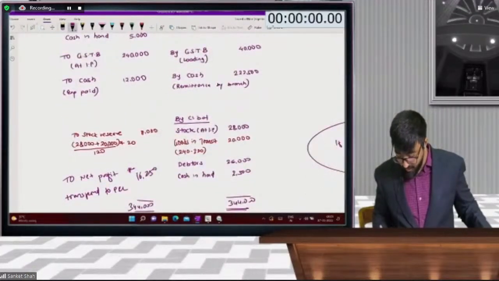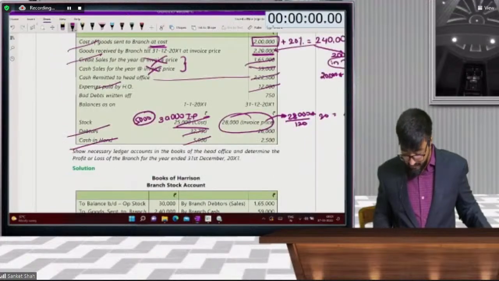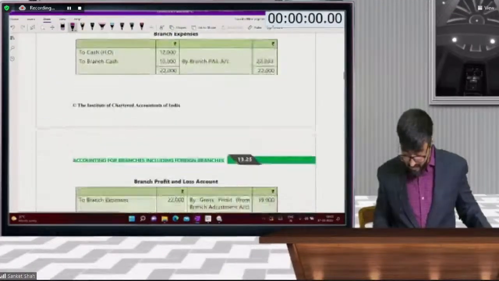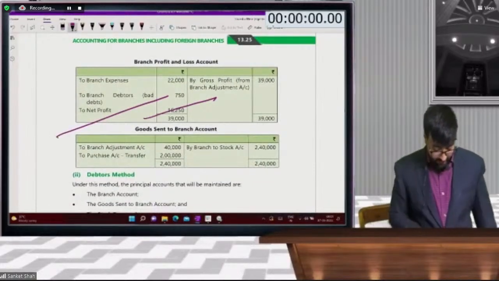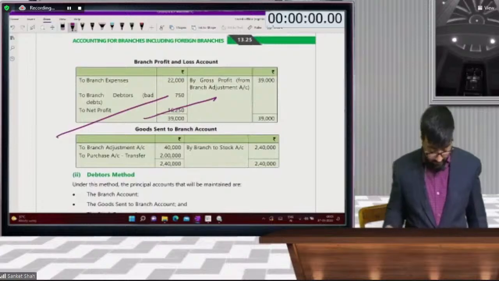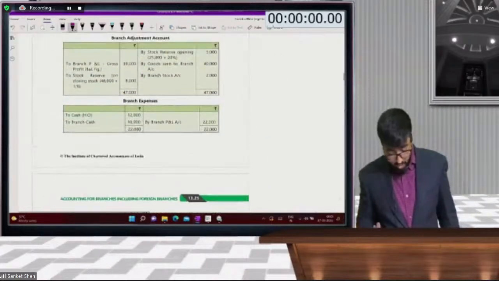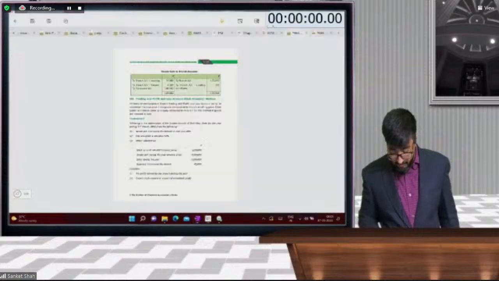Let's check the answer, because we do not have any cross tally for checking this answer. Let's check with this ICI. Yes, the answer is 16,250. 16,250 is the net profit. Himanshu Gupta answered it very fast. Sir, 16,250 is the answer.